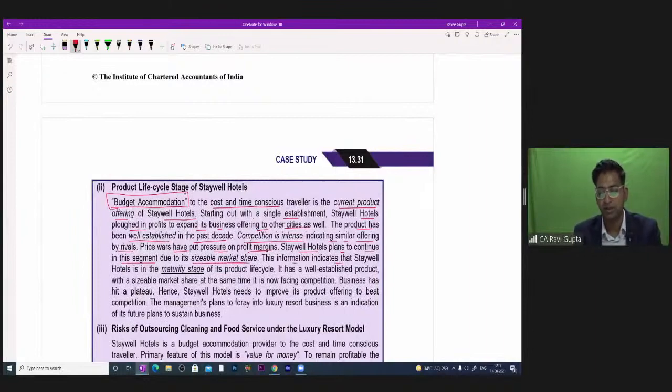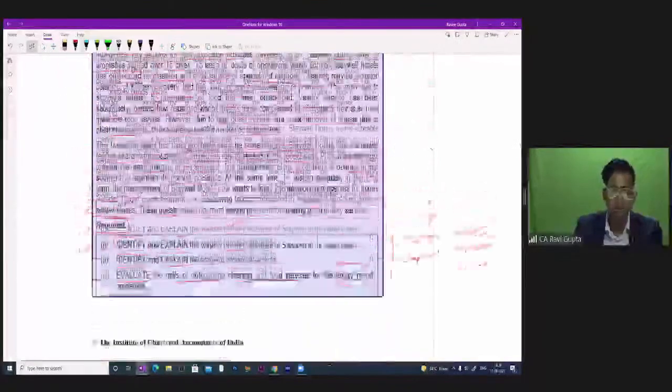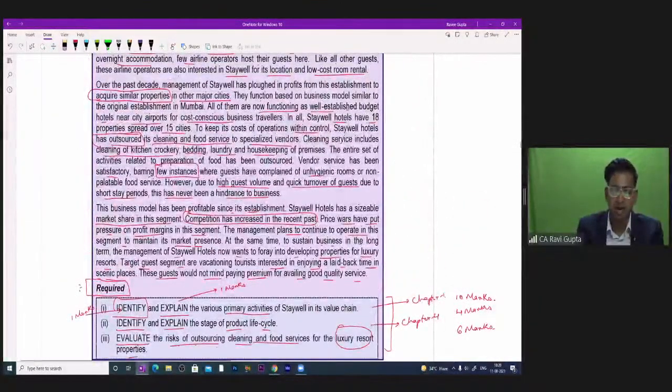This information indicates that Stay Well Hotel is in the maturity stage of its product life cycle. So how did we come to know which stage we are at? See, in the question we have been provided that there is an increase in competition. That means the competition is very tough, and there is a decline in profit margin now.